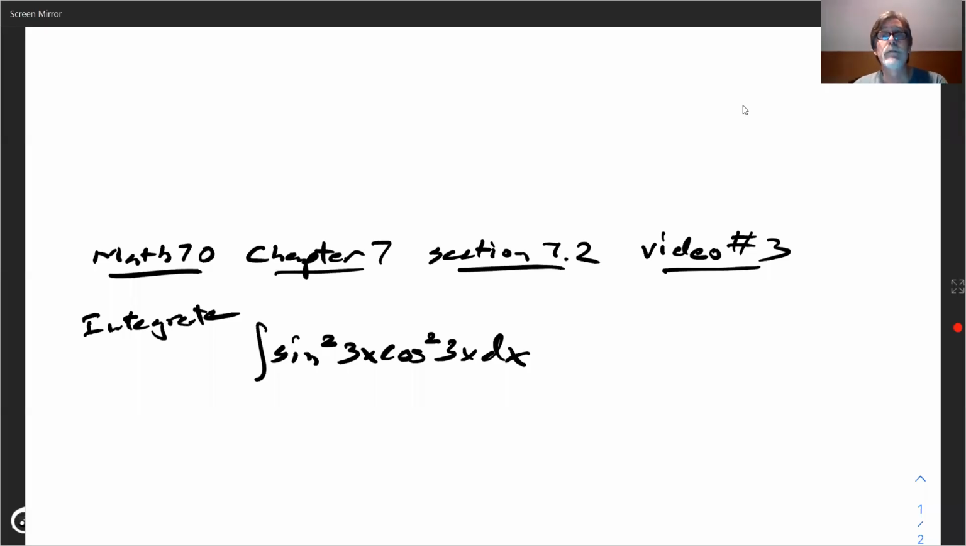Okay, as promised, what if the power of sine and cosine is not odd? What if it's even? Well, okay, let me try it first. You know, I'm stubborn. I'm going to go after it. So I'm on a test.